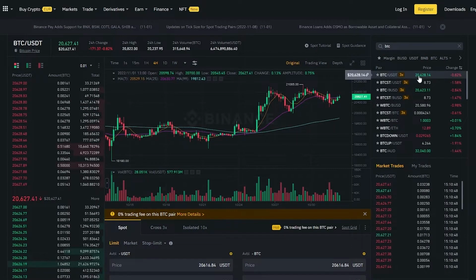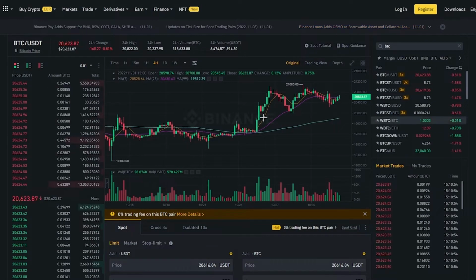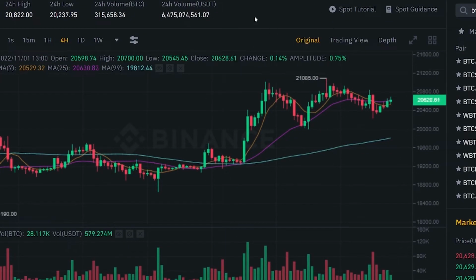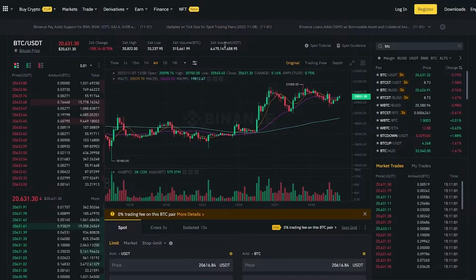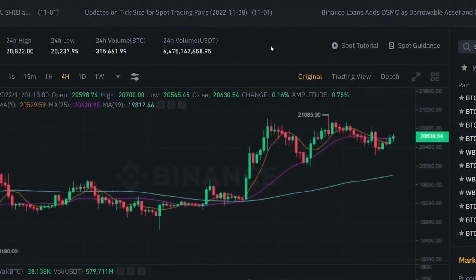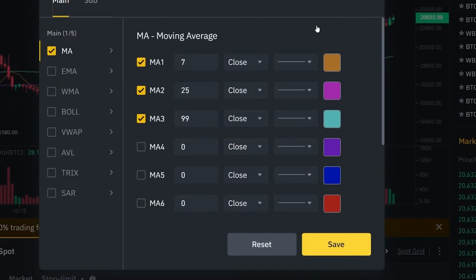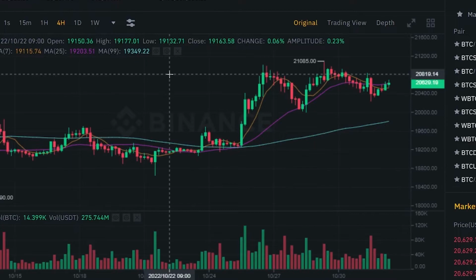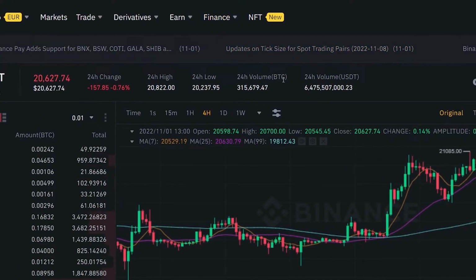As you can see, the price for Bitcoin right now is $20,628. Obviously, it's fluctuating a bit, but that's the basic price right now. So let me explain how the charts work. Now, you want to see the charts in this way. If we go on technical indicator, you can set different colors for the different options over here. But honestly, I just like it like this.